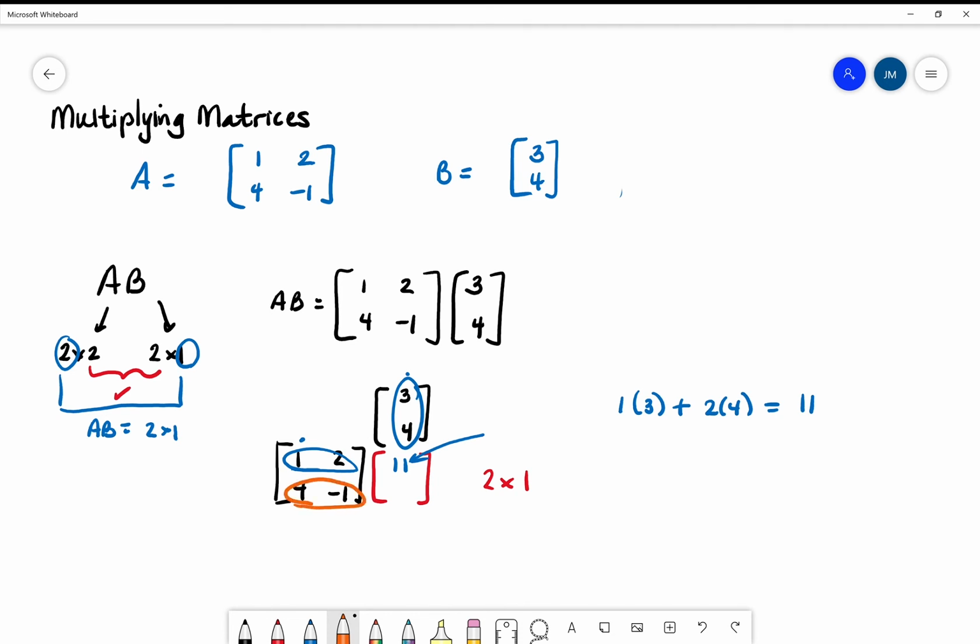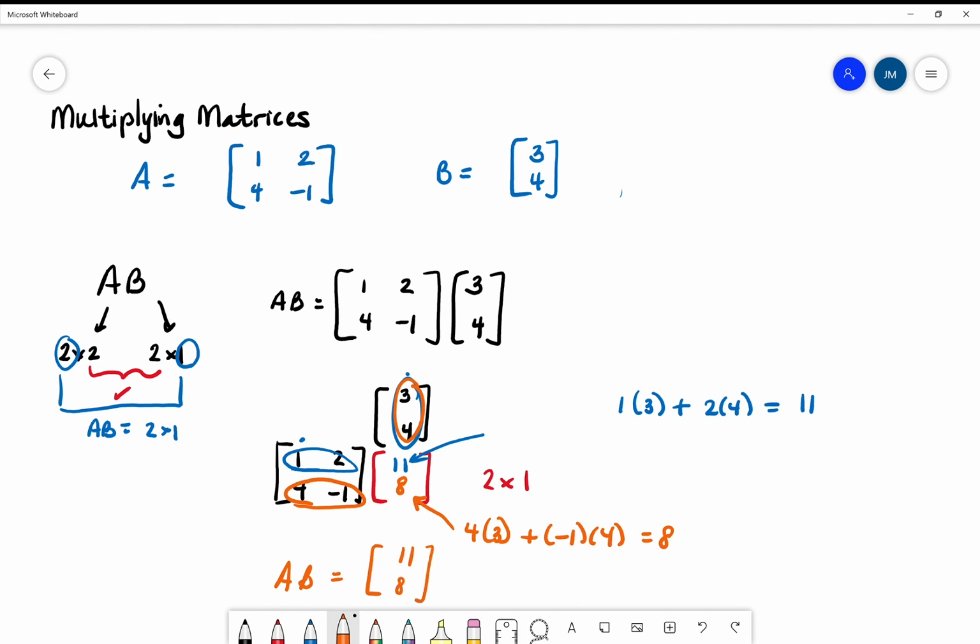So then to find this entry right here, we multiply 4, negative 1 by 3, 4. So 4 times 3 plus negative 1 times 4. And that to me looks like 8. So it looks like the matrix AB is equal to 11, 8.